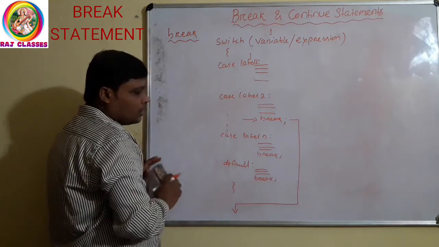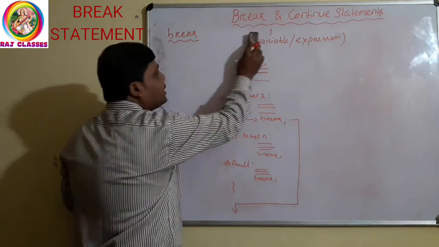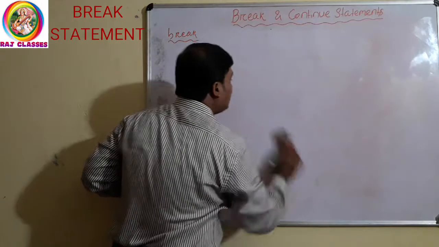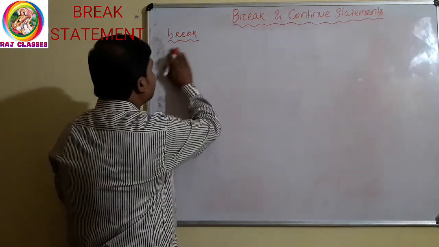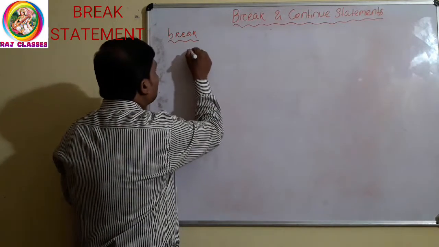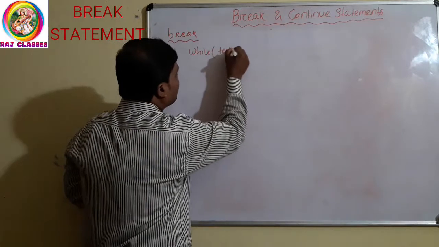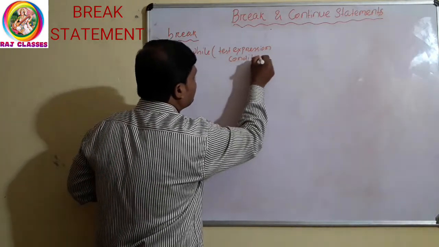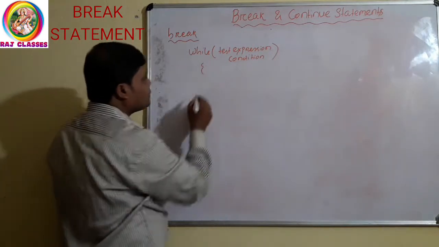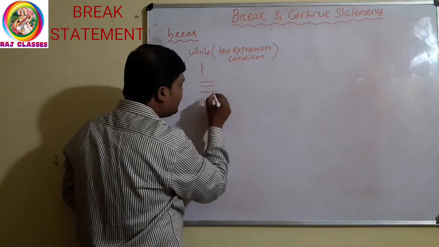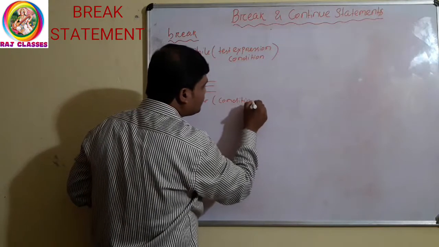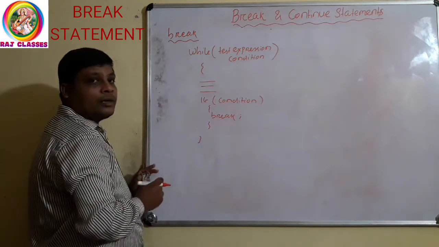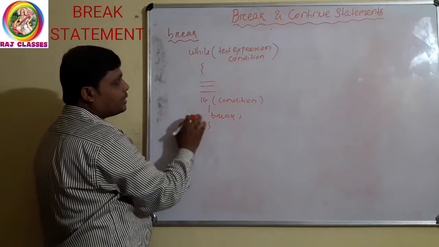Clear? Understood? Now let us see the use of break in loops, in different types of loops. Like in while loop, just see the syntax. While test expression or condition. Then some statements are there. After this, if a condition is there, then break. This is the syntax of using break statement in a while loop.